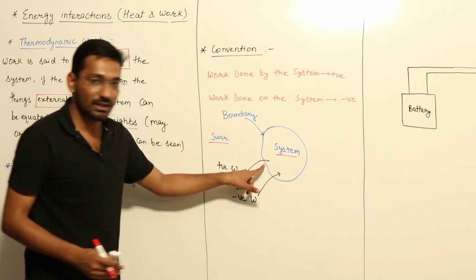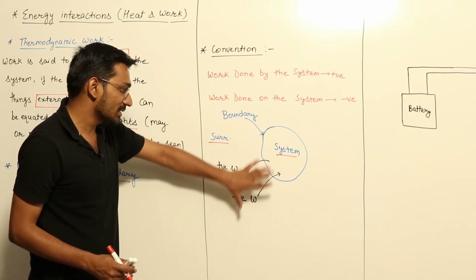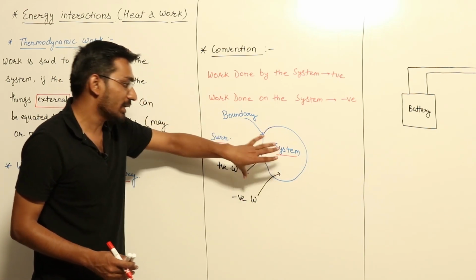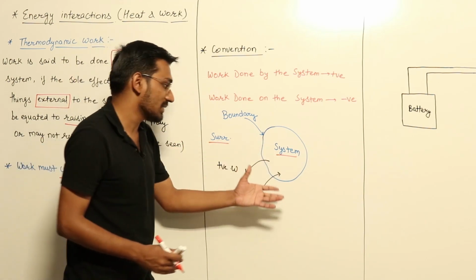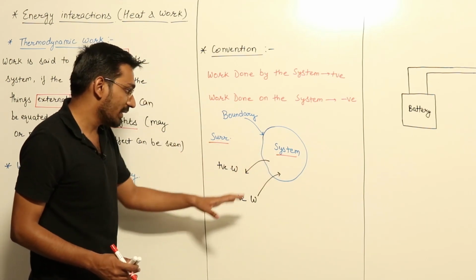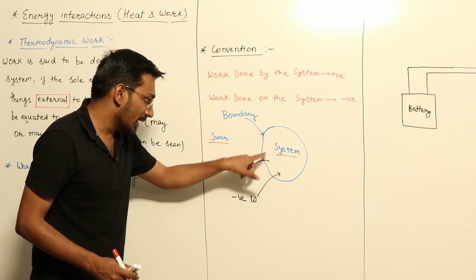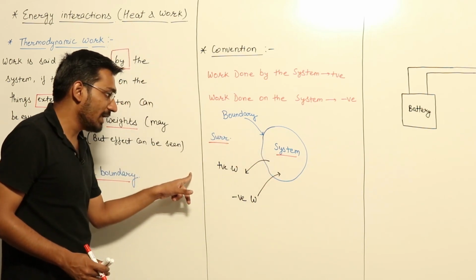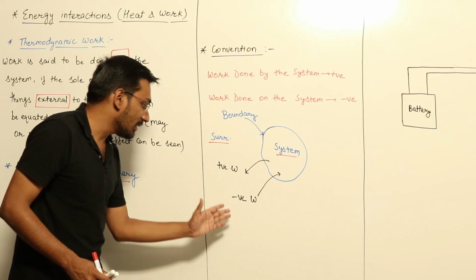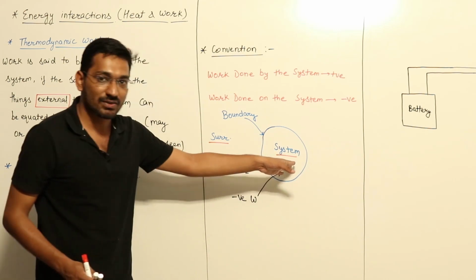This boundary must be crossed by the work, otherwise we are saying that there is no work done on the system or by the system. So there are two types of work. First one is work done by the system on the surrounding. Second one is work done on the system by the surrounding.